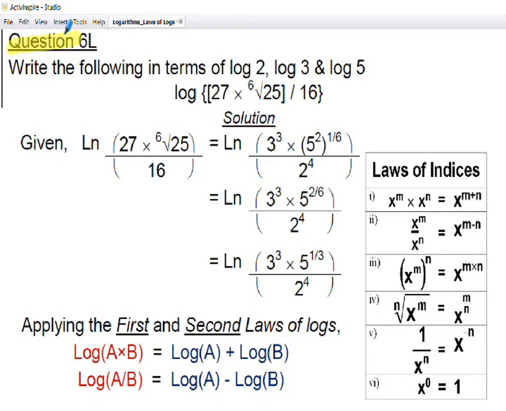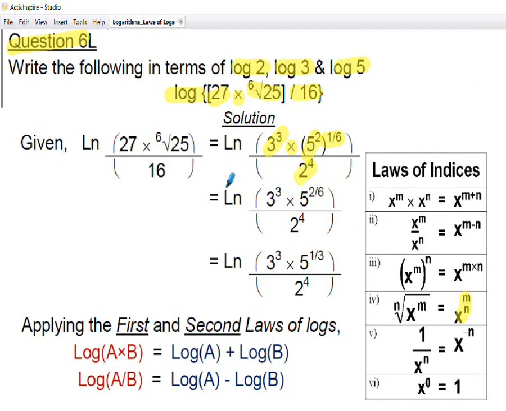Question 6L here, we're asked to write the following in terms of log 2, log 3, log 5. So we're given log of 27 times the 6th root of 25, and that's all divided by 16. So how am I going to break this down to the bases of 2, 3 and 5? Well, 27 is 3 cubed, and that's times the 6th root of 25, so I can write 5 squared as my 25, and the 6th root is 1 upon 6 using my fractional index notation. I'm using this notation here. And on the bottom line, 16 can be written as the base of 2. It's 2 to the power of 4.